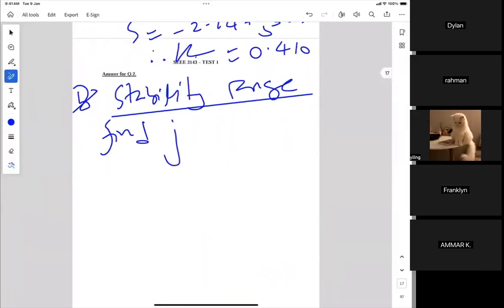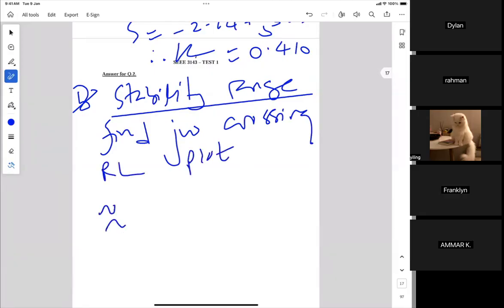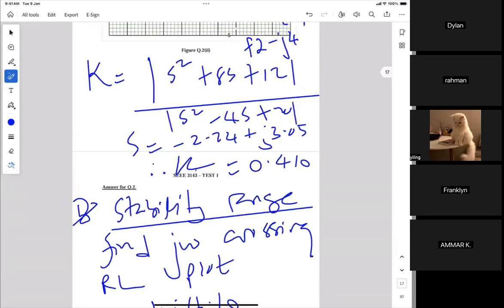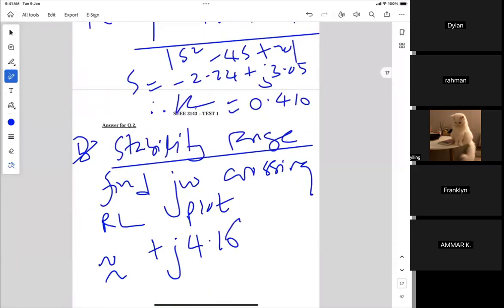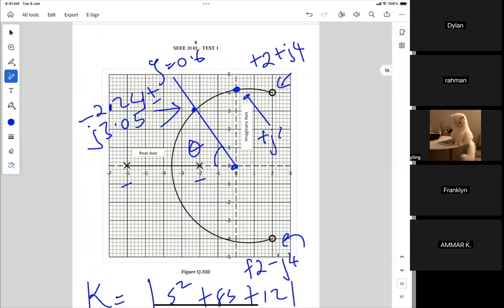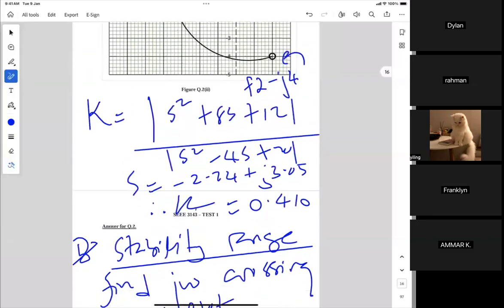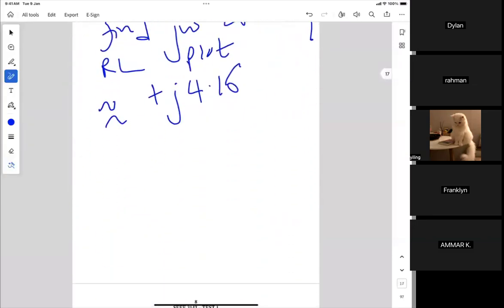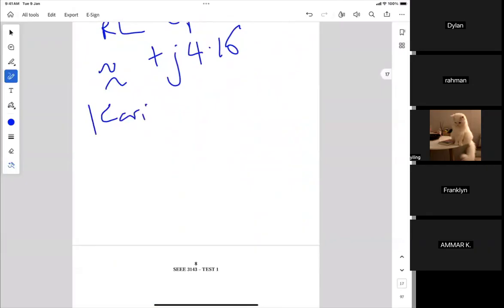Sekejap, tengok mana boleh. Tengok kau punya iPad. Alamak. 4.16, lebih kurang. J 4.16. Nampak tak yang saya tulis ni? Nampak. Nanti tak faham tengok balik. Boleh. So, what is the gain K over there? K critical.